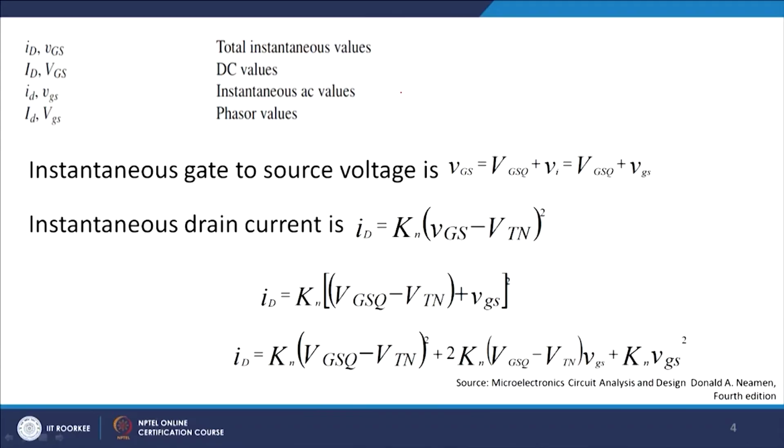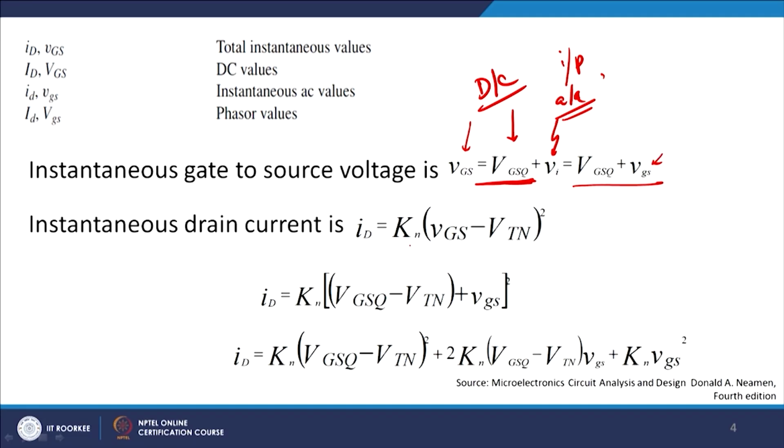With this, let me discuss what happens now. I have a VGSQ, a DC bias somewhere in the middle, and over this DC bias I am superimposing the input voltage Vi. This is my AC signal which I am giving, and the total voltage is the sum of the DC voltage here plus the input AC. So, I get VGSQ, because it is at the Q point, plus vgs, the gate to source voltage.